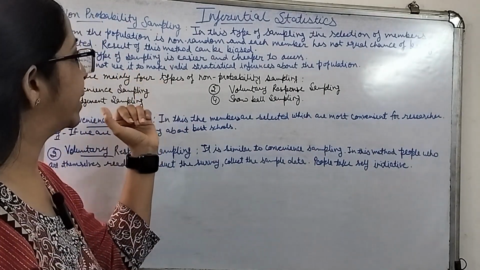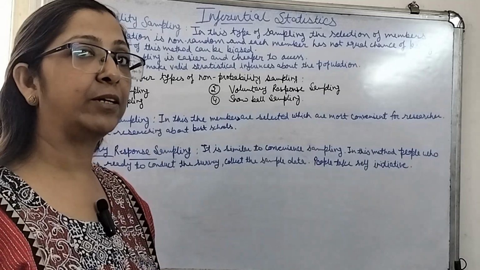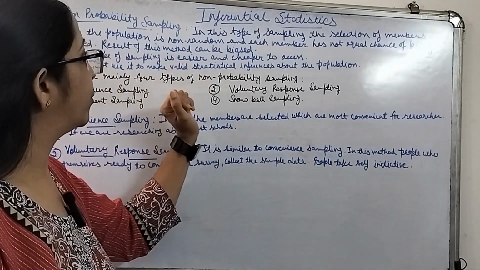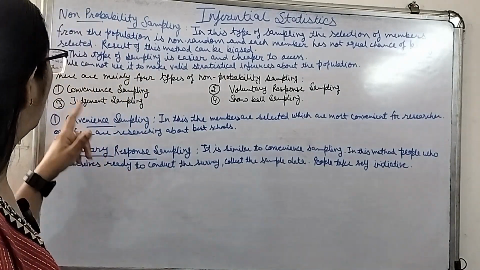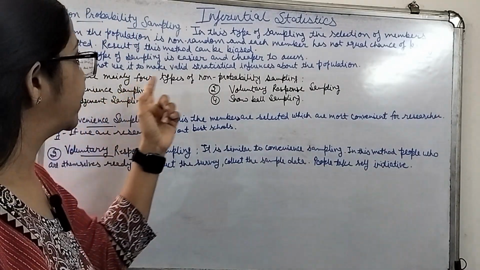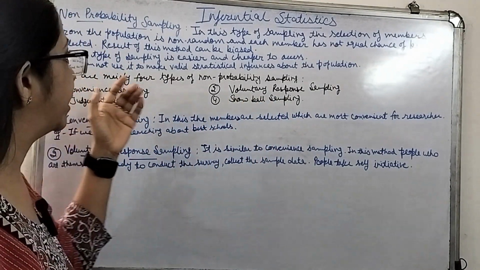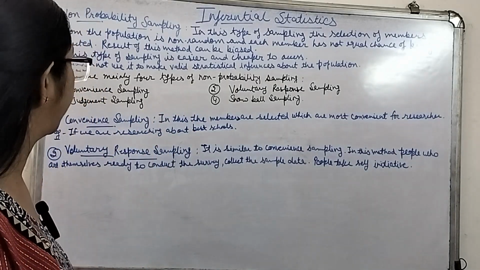Now again, there are 4 types of non-probability sampling. As in the case of probability sampling, there were 4 types of sampling, similarly in the case of non-probability sampling there are 4 types. First is convenience sampling. Second is voluntary response sampling. Third is judgment sampling. And fourth is snowball sampling. Now let's see all these types of sampling.